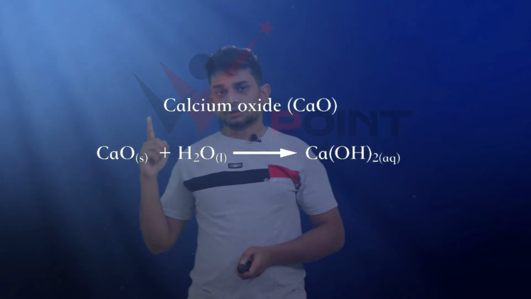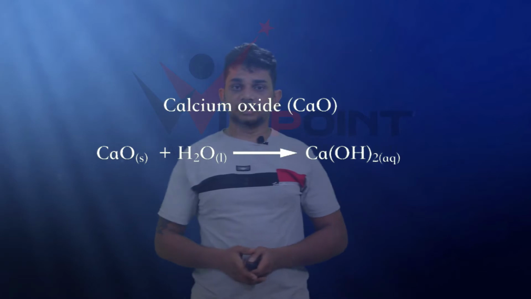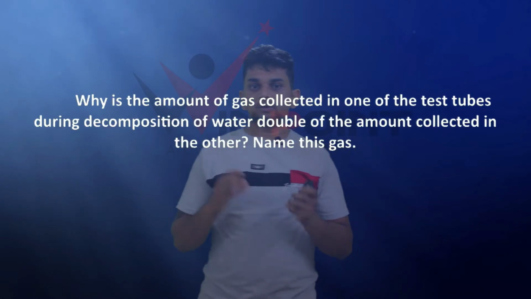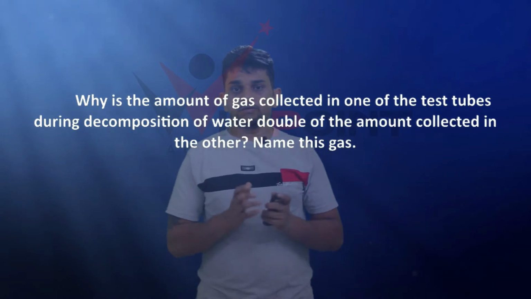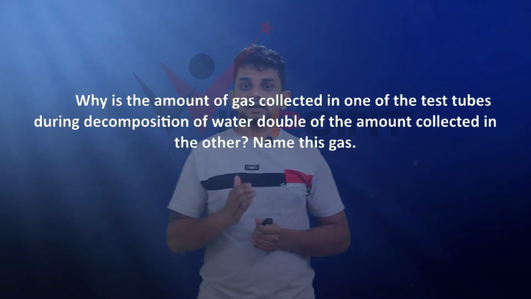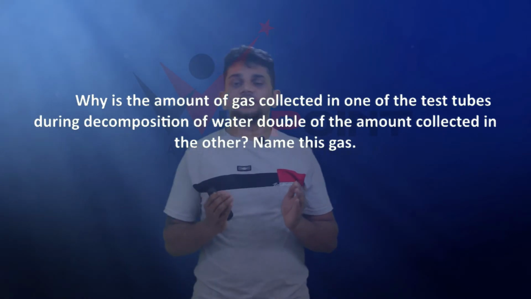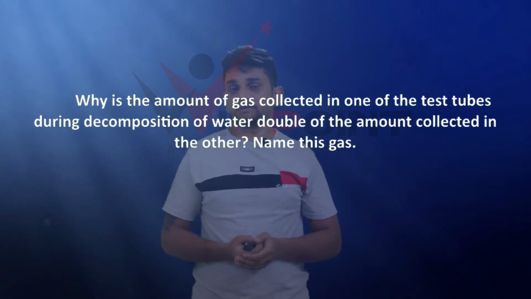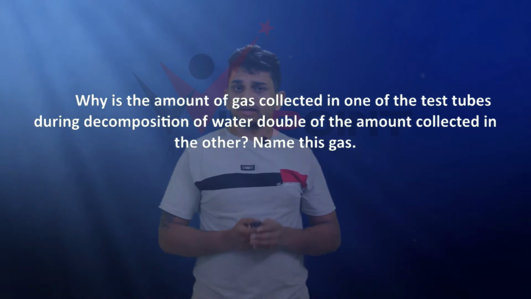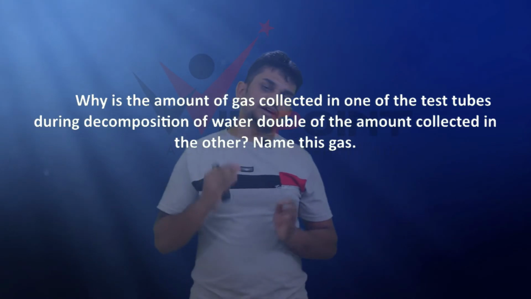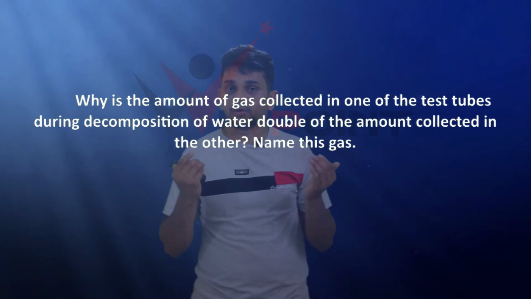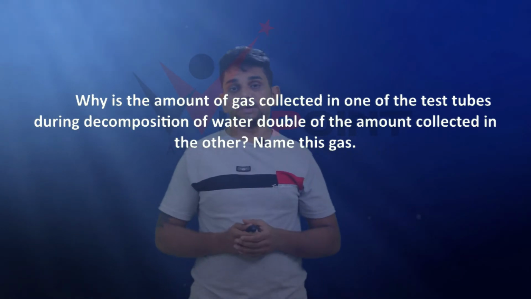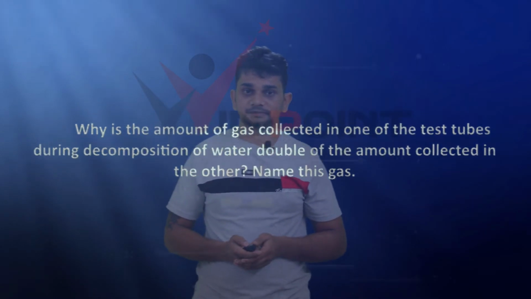Calcium oxide is known as quicklime and calcium hydroxide is slaked lime. Why is the amount of gas collected in one of the test tubes during decomposition of water double the amount collected in the other? When we are doing decomposition of water with the help of electricity, we are getting hydrogen and oxygen. The amount of hydrogen will always be more than the amount of oxygen. What is the reason behind it? That we are going to discuss.